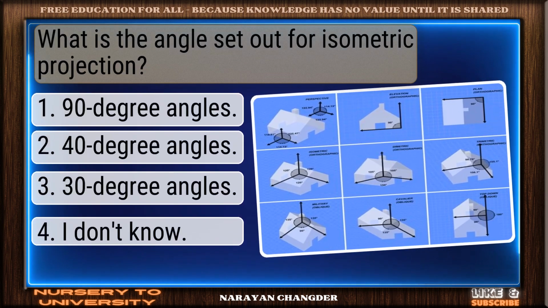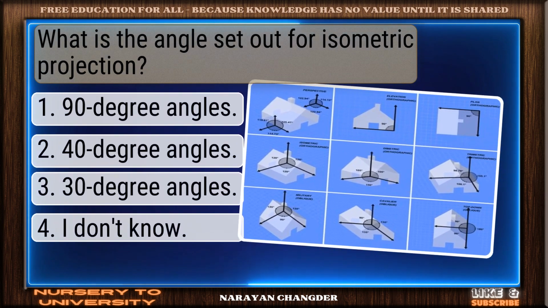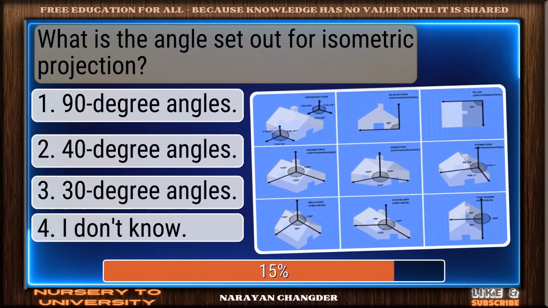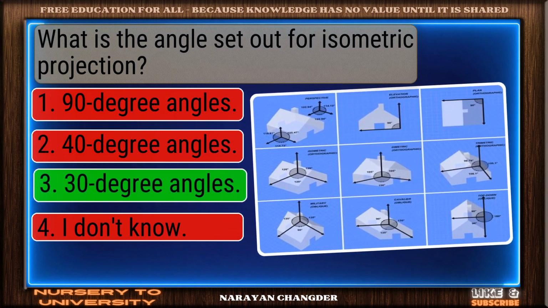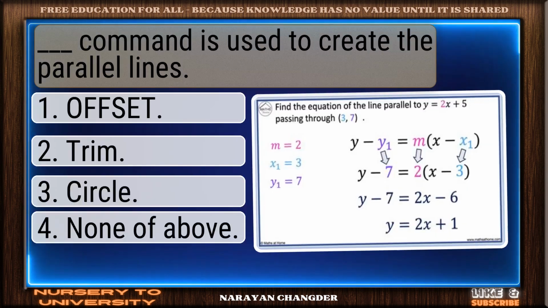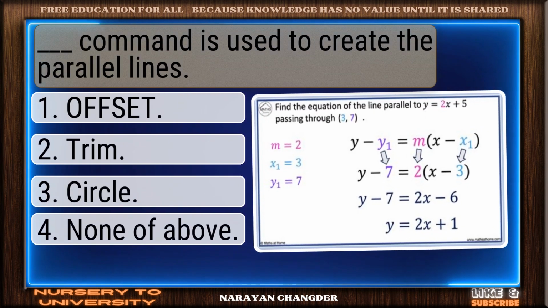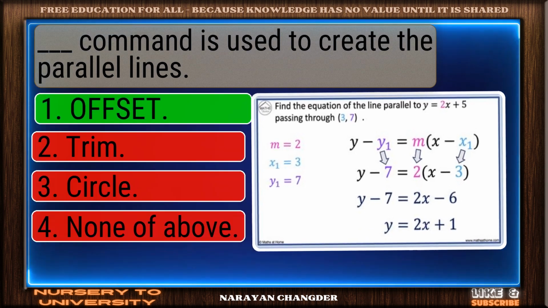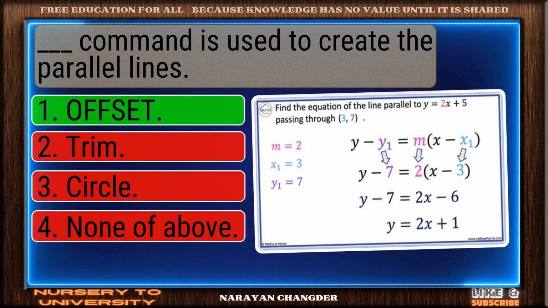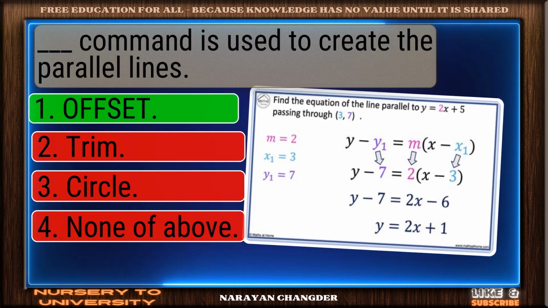What is the angle set out for isometric projection? On track. 30-degree angles is the correct answer. Dash command is used to create the parallel lines. Right again. Offset is a valid answer.